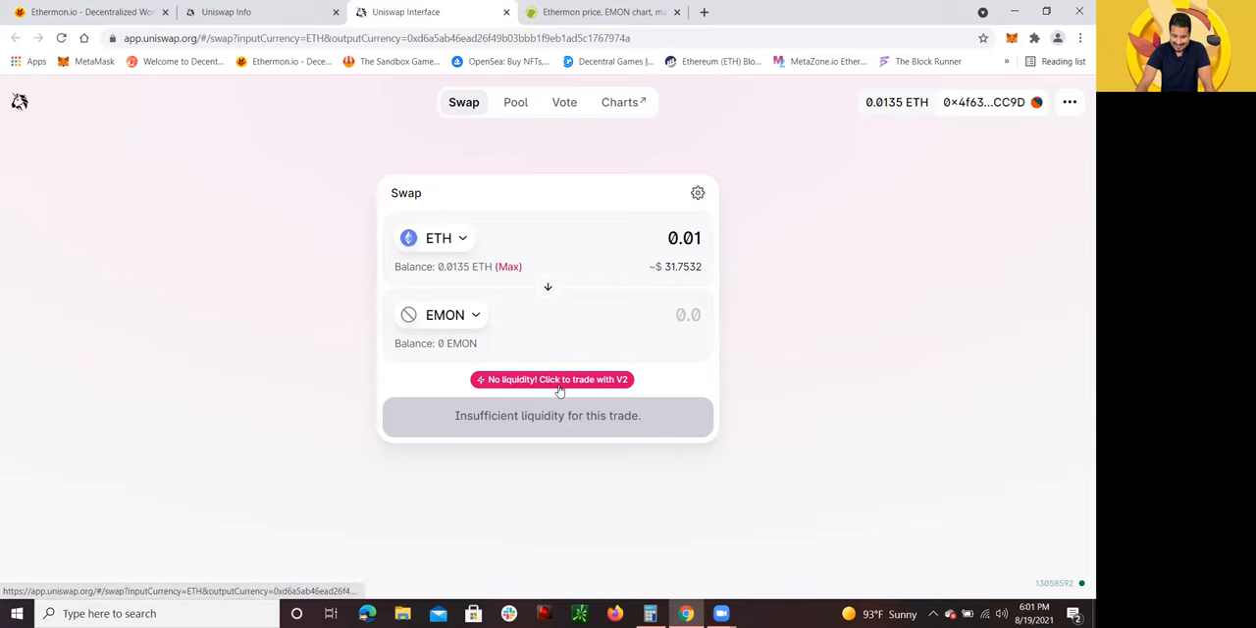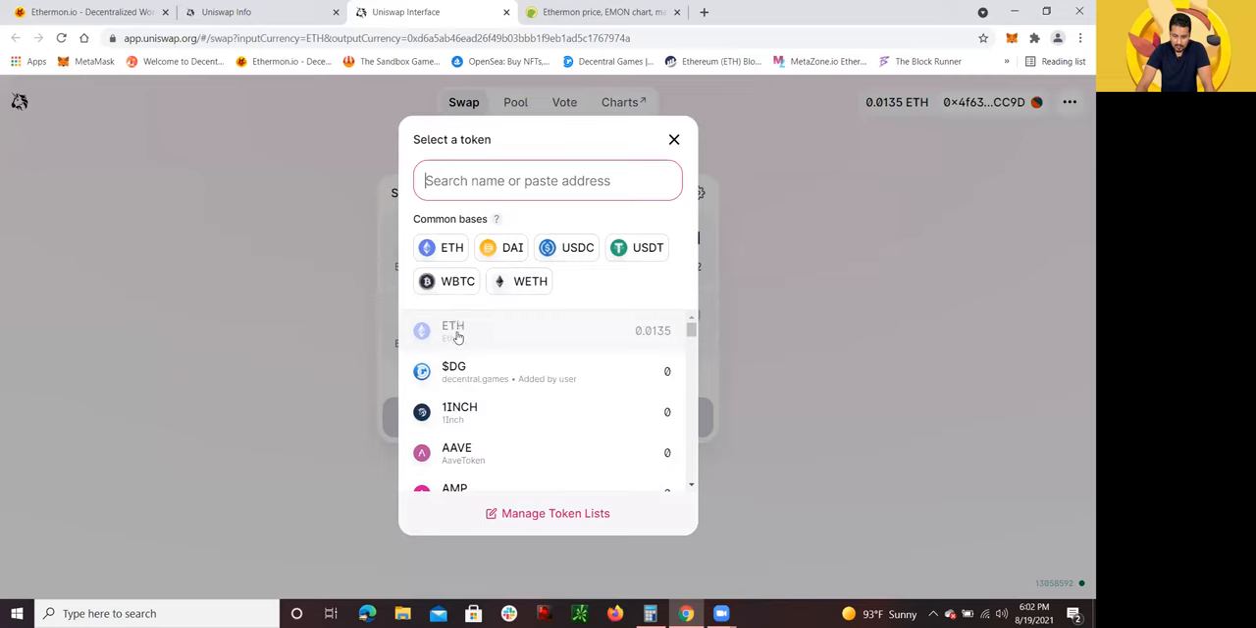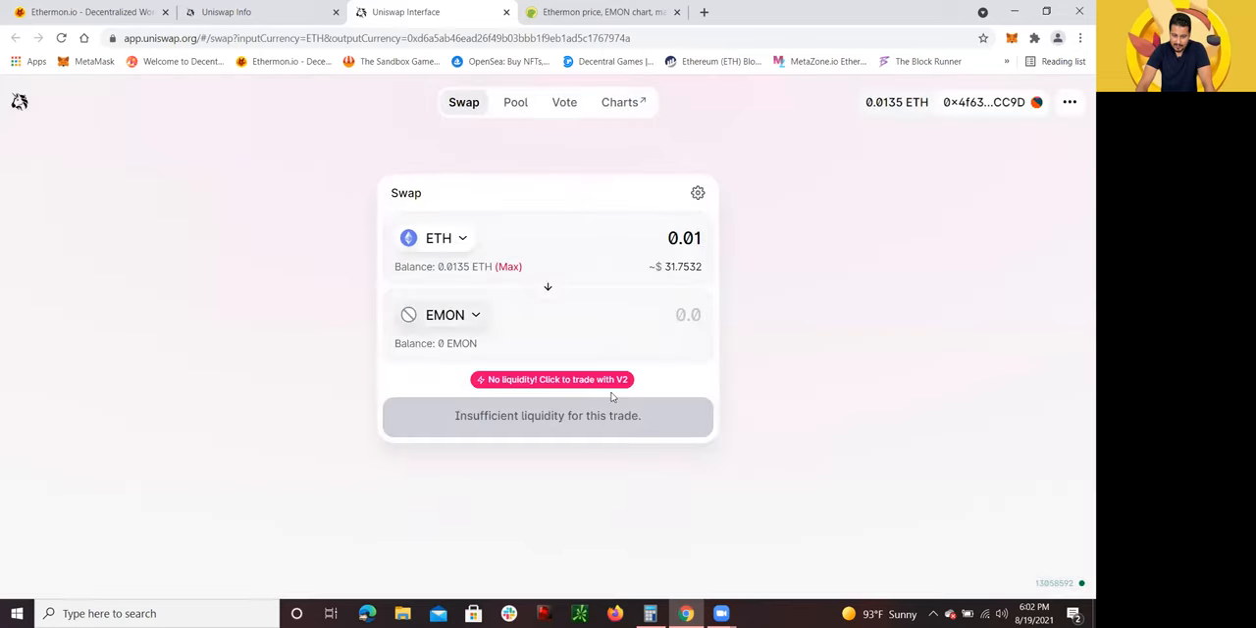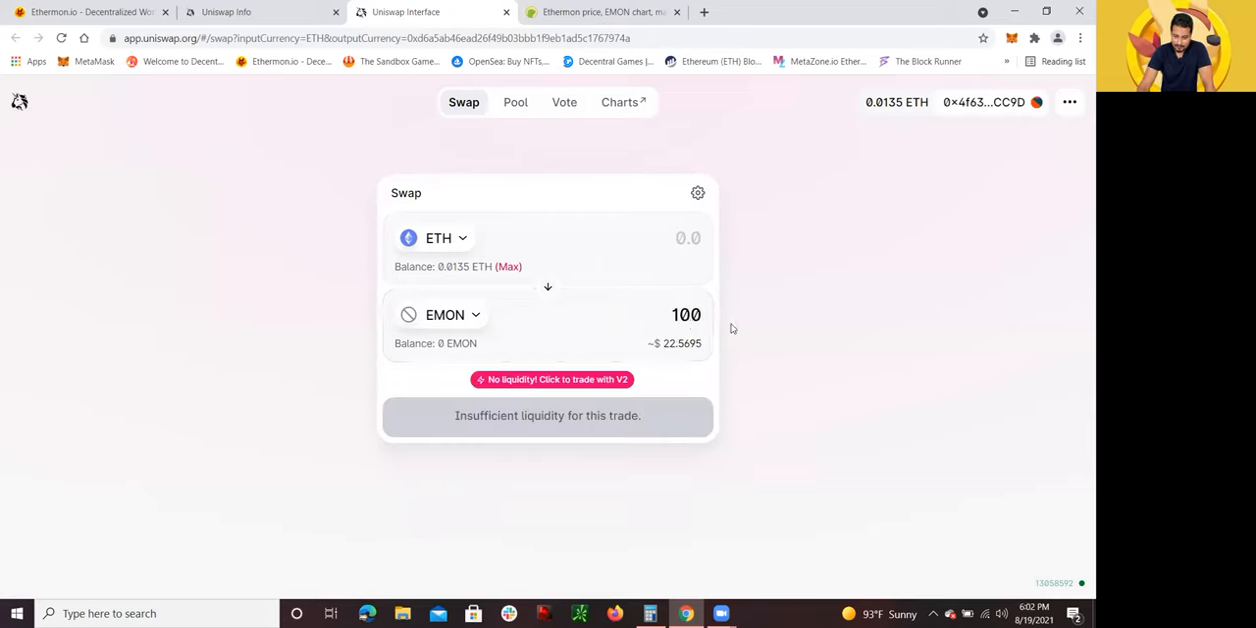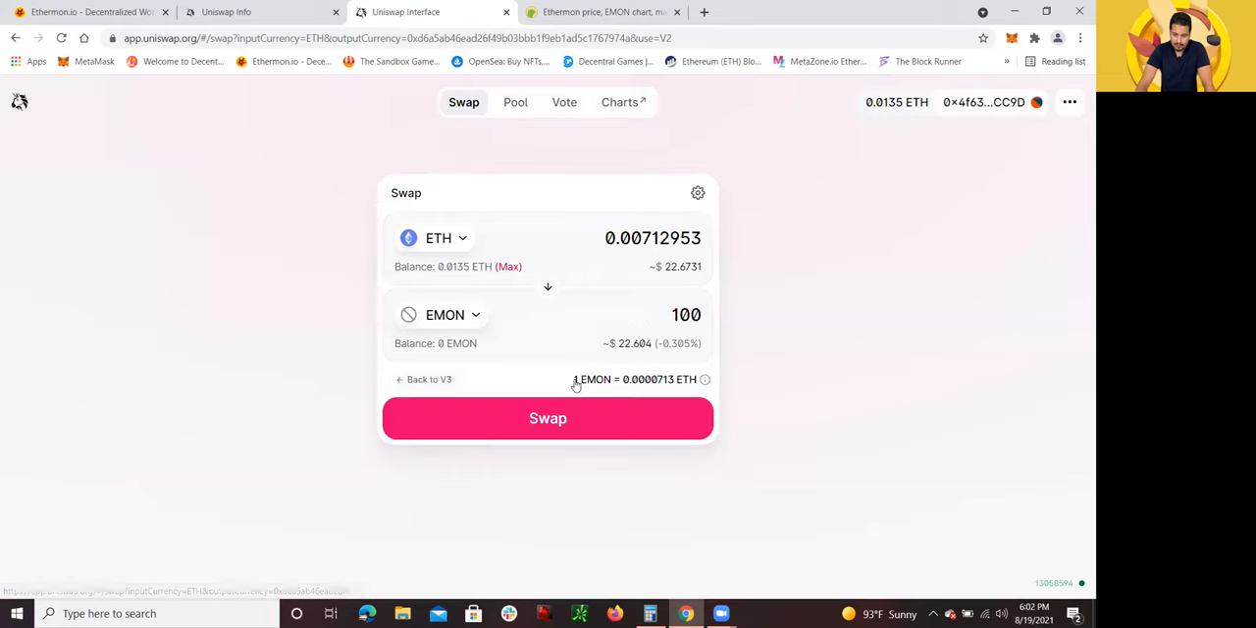No liquidity, click to trade with V2. So it looks like there's not enough liquidity. That's the reason why it's not working, according to this. I could be wrong, but that's kind of what it sounds like. But let me do that again. There's insufficient liquidity for this trade. Click to trade with V2. Let me click on V2, see what that is.